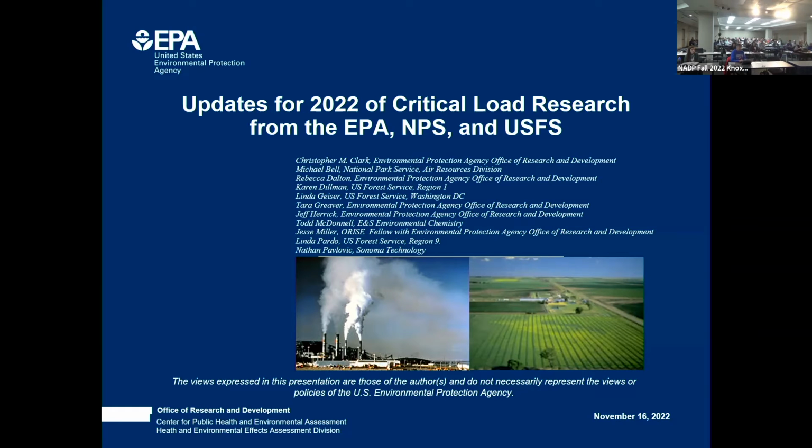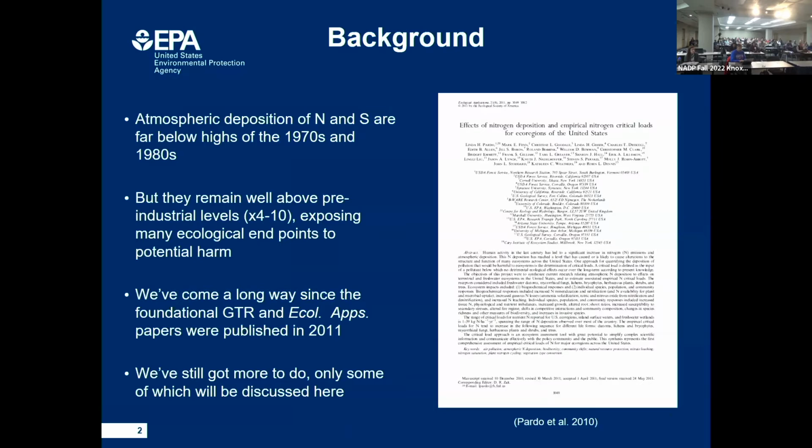So this is updates from a bunch of us in the critical loads community. We all know atmospheric deposition of nitrogen and sulfur have come way down from the historical highs in the 80s and 90s, and that's great news. We made a lot of good progress. But we also know they remain elevated above a lot of the levels that are protective for sensitive ecosystem endpoints, 4 to 10 times for many of these.